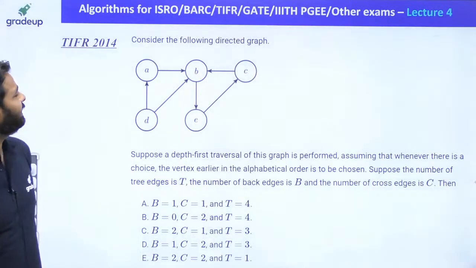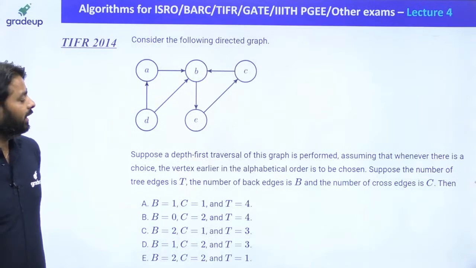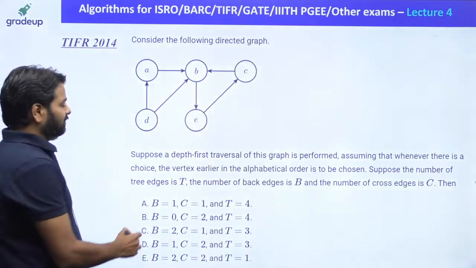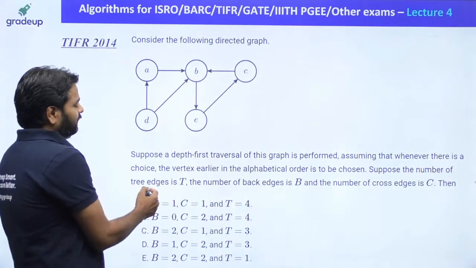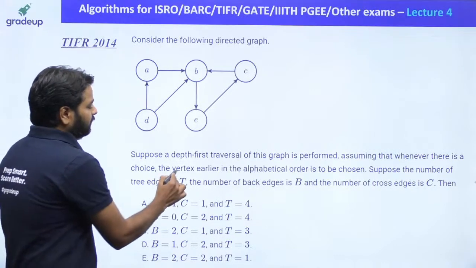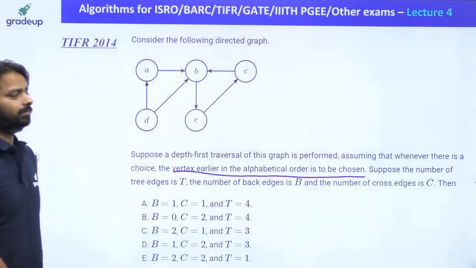So we'll take this TIFR question, guys, 2014 question, and read the data. You need to perform DFS, but there are conditions. There is a choice. Sorry, guys. The vertex earlier in the alphabetic order is to be chosen.